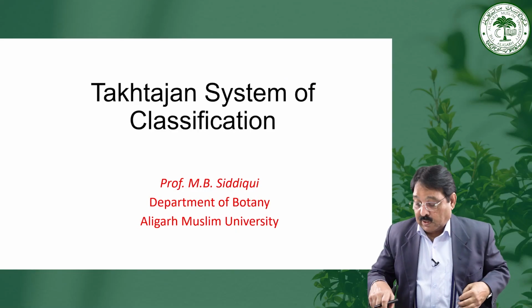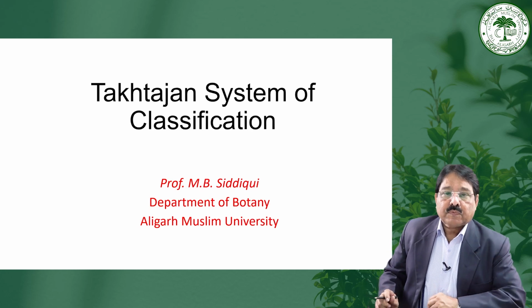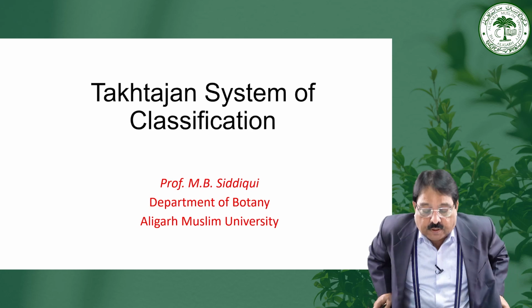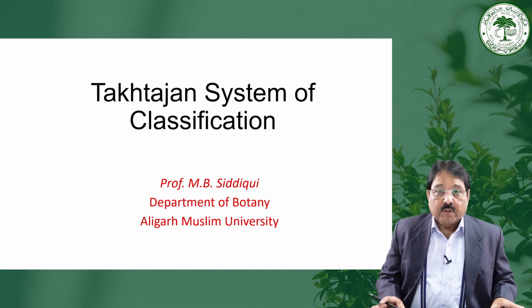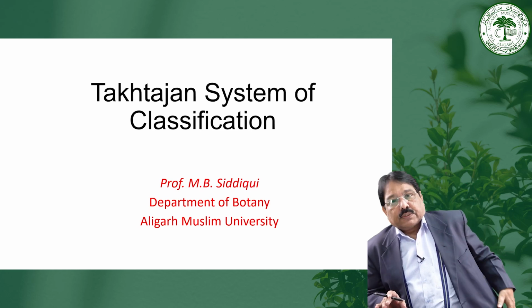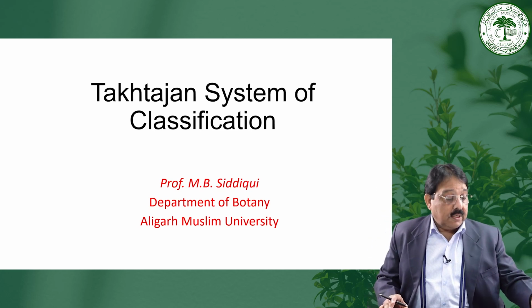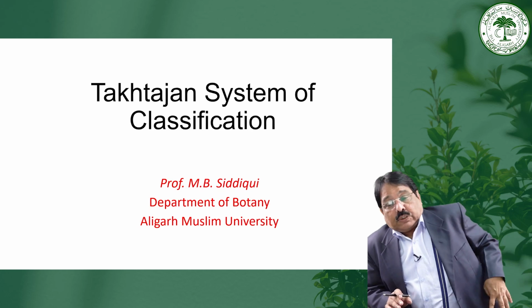Hello young man. Today we will talk about the Takhtajan system of classification. We have already talked about the types of classification. There are three types of classification: artificial, natural, and phylogenetic.